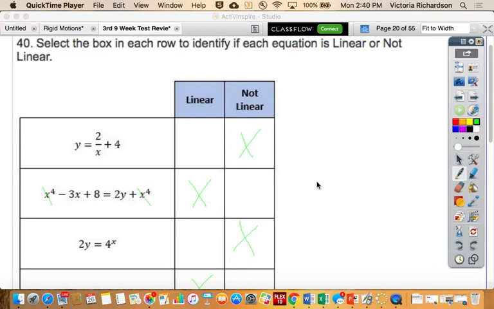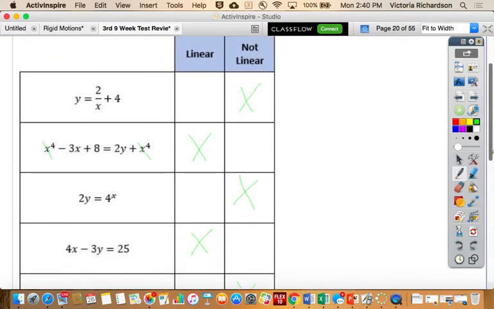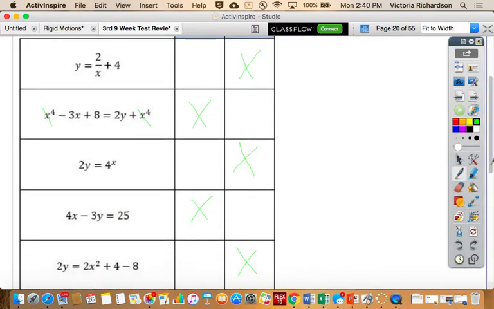Number 40 says select the box in each row to identify if each equation is linear or not linear. So the first one has x in the denominator, so it's not linear. The second one, even though it has an x to the fourth, because there's an x to the fourth on the left and the right hand side of the equal sign, those will subtract away from each other. So all you're left with is just a regular x and a regular y. So this is going to be linear.